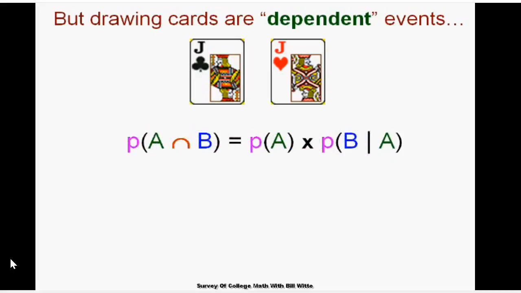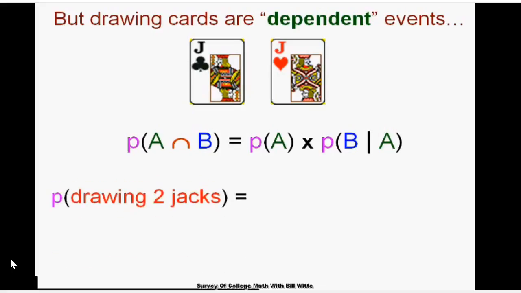This time, the probability of the intersection of A and B, of getting both jacks, is going to equal the probability of getting 1 jack times the probability of getting a second jack, given that you've already drawn a first jack. You can't just blow off the fact that you've drawn that first jack, because it is related, because the sample space is 1 card smaller now.